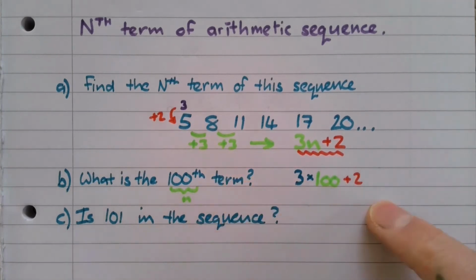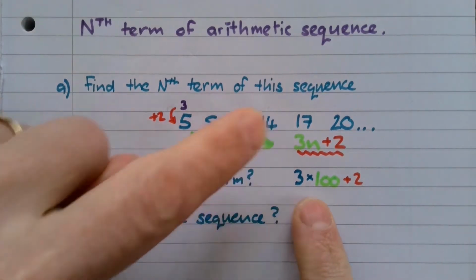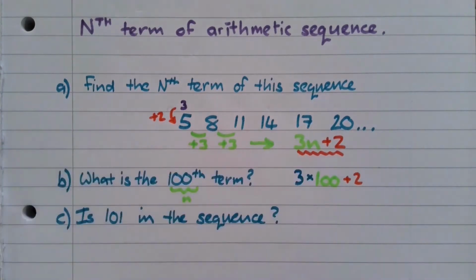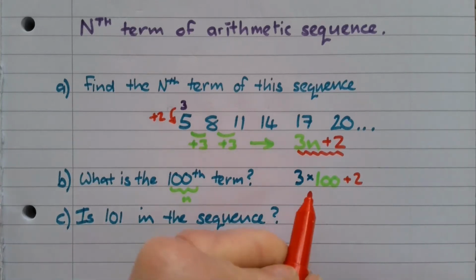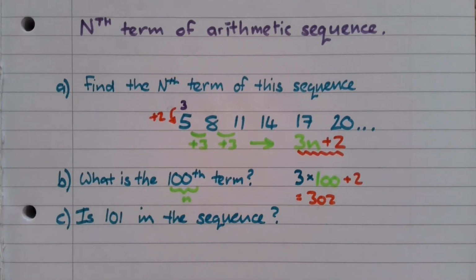So this is basically the rule. The 3 comes from the 3 there. The n number was whatever term we're asked to find, and we don't forget the extra bit. So that is just going to be 302. Now, is 101 in the sequence?